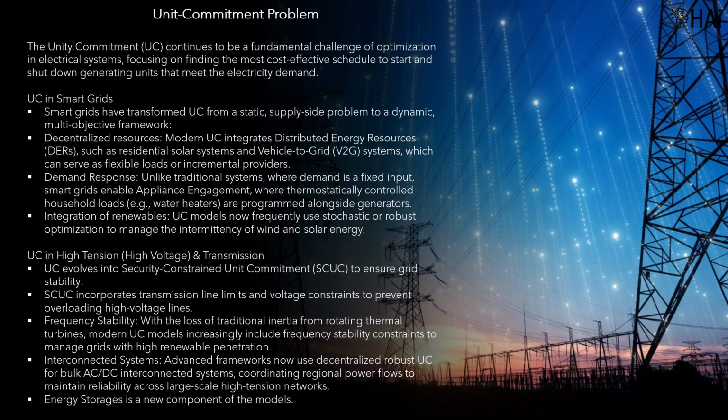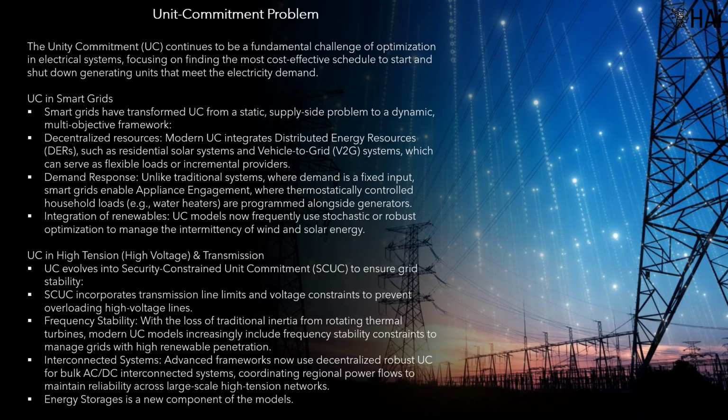Integration of renewables. UC models now frequently use stochastic or robust optimization to manage the intermittency of wind and solar energy. UC in high tension, high voltage, and transmission. UC evolves into security-constrained unit commitment, SCUC, to ensure grid stability. SCUC incorporates transmission line limits and voltage constraints to prevent overloading high-voltage lines.